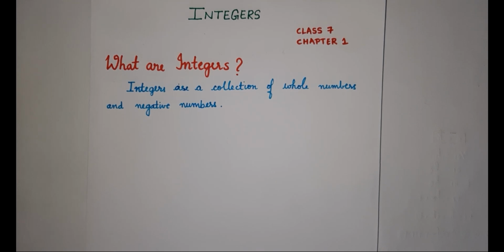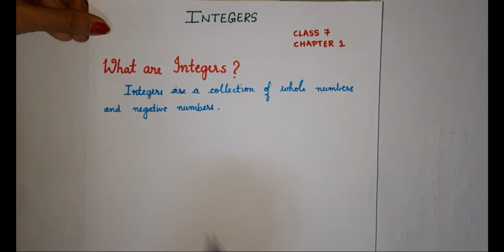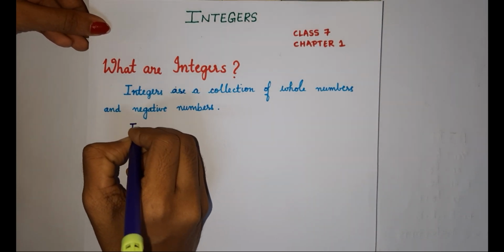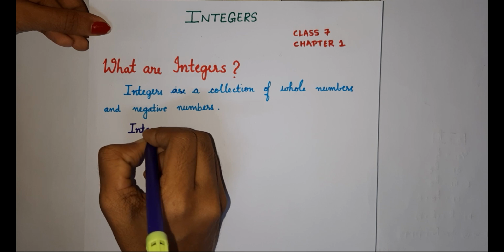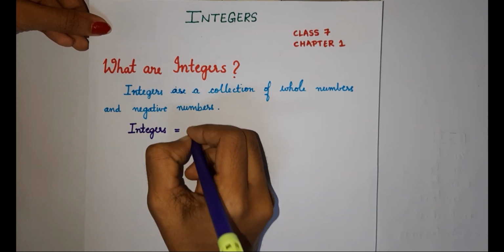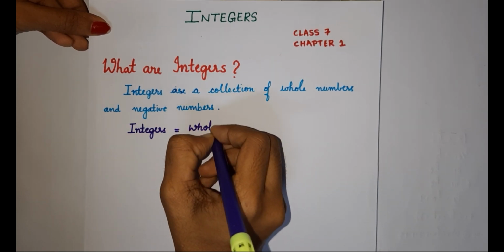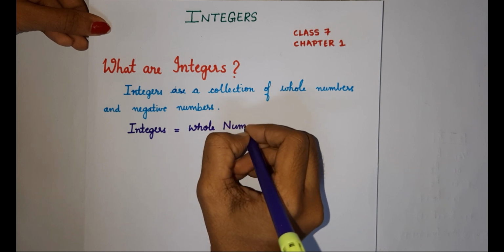Integers are a collection of whole numbers and negative numbers. That means integers consist of both whole numbers and negative numbers. Whole numbers plus negative numbers.